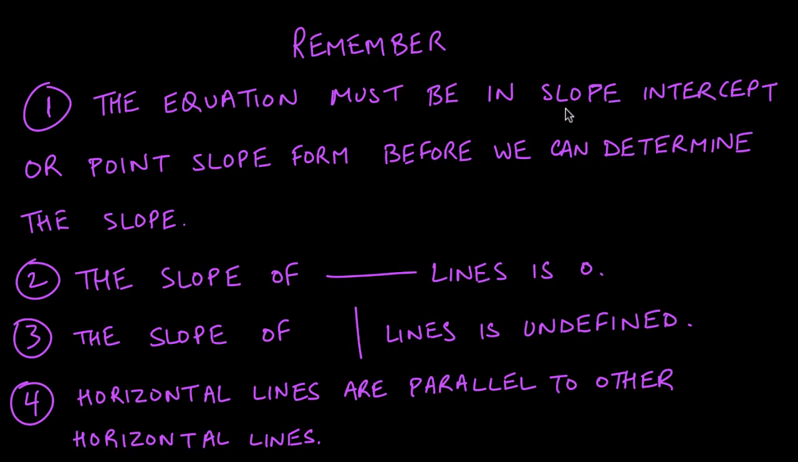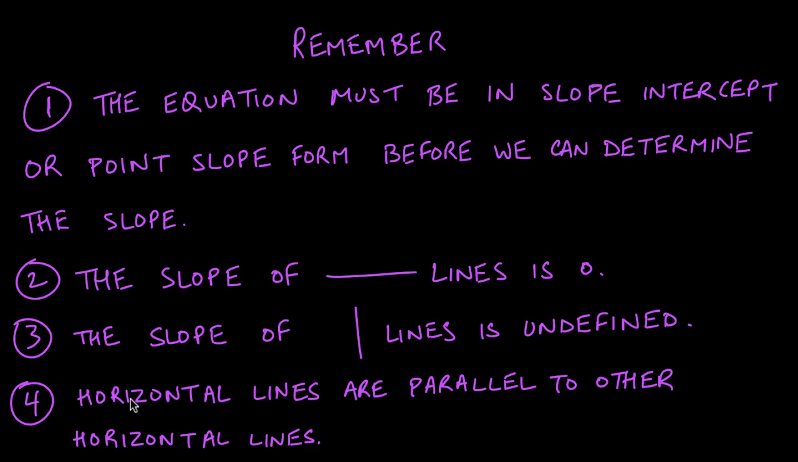So a couple of things to remember. The equation must be in slope-intercept or point-slope form before we can determine the slope of the line. So if the equation is not in point-slope or slope-intercept form, you cannot just simply look at it and say, oh, it's the coefficient of x. We can only say that if the equation is in slope-intercept or point-slope form. Also, the slope of horizontal lines is always zero. Similarly, the slope of vertical lines is undefined.